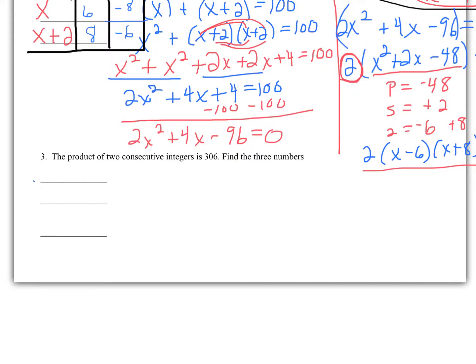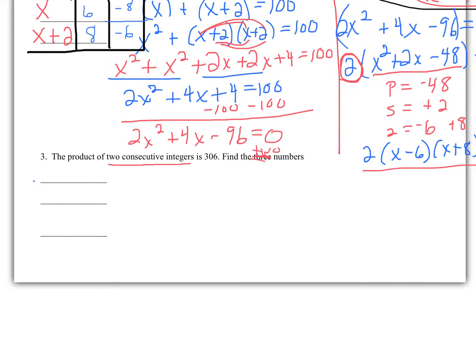Alright, the product of two consecutive integers is 306. Find the three numbers. Oops, I think they mean 2. It's supposed to be 2, not 3. Alright, so here we go. First things first. Again, the product of two consecutive integers.